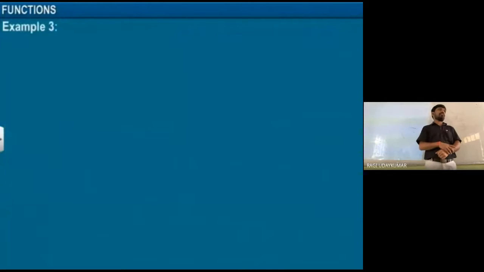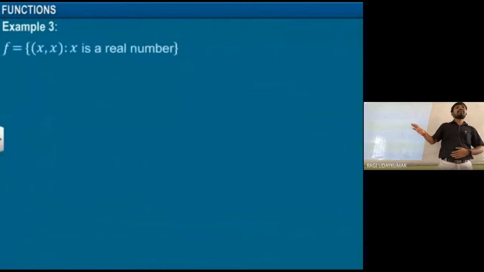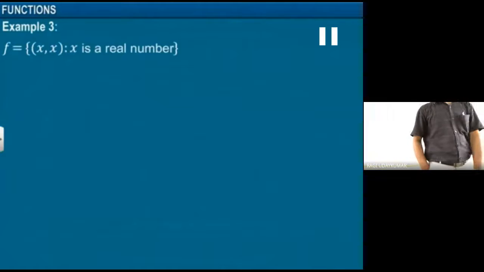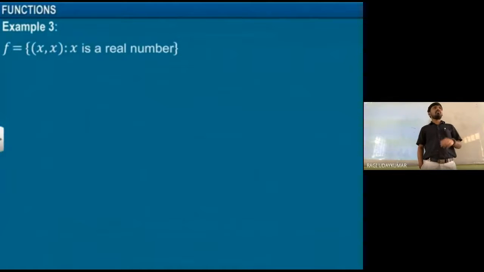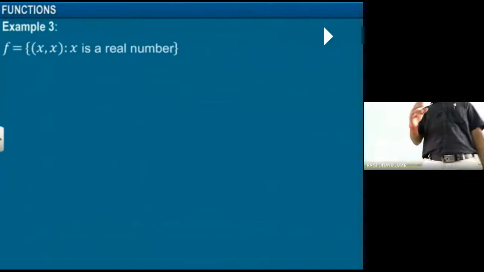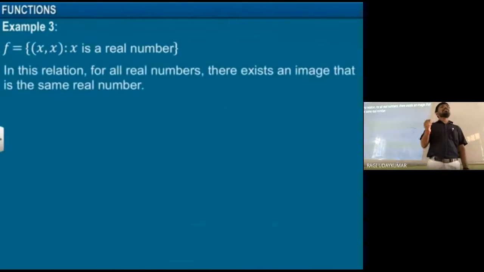One more example you see here. Different examples where (x, x), x is a real number. Whether it is a function, (x, x), x is a real number. Means (1, 1), (2, 2), (3, 3), (4.5, 4.5), (root 2, root 2). Every element is having only one image, na? Different x change हो रहे तो second also is going to change. So that's why different x real numbers are there. So for the relation on the real numbers, there exists an image that is the same real number.